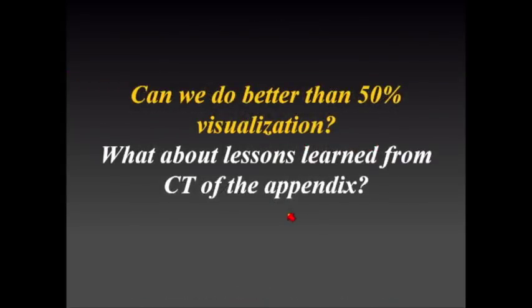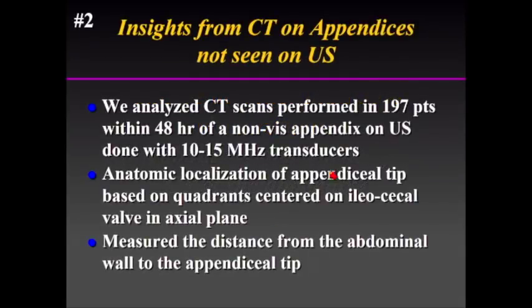Now, the second thing that I want to talk to you about is why should we be happy with 50%? That's still far below CT visualization. Can't we do better? What are the lessons that we've learned from CT about why we're missing all of these appendices? Well, we looked at about 200 patients in whom we still didn't see the appendix. And we looked at the CT, well, where is that appendix located? Maybe we're just scanning in the wrong area.